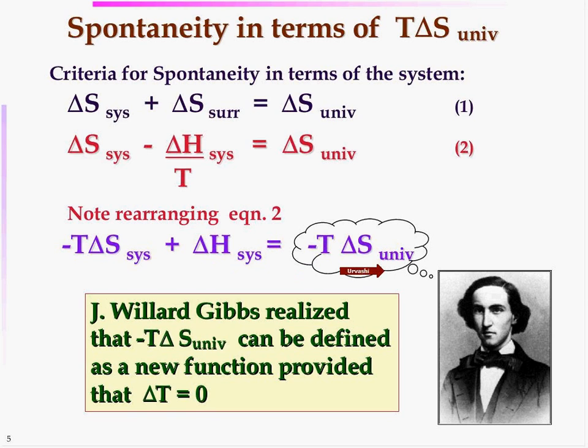This is the scientist who first realized that minus T delta S universe can be defined as a new function. The condition is that there is no change in temperature. This is for one specific temperature; the whole reaction is taking place at a constant temperature. In that case, this whole quantity can be defined as the Gibbs free energy change. It is named after this scientist. This quantity, minus T delta S universe, we call delta G.